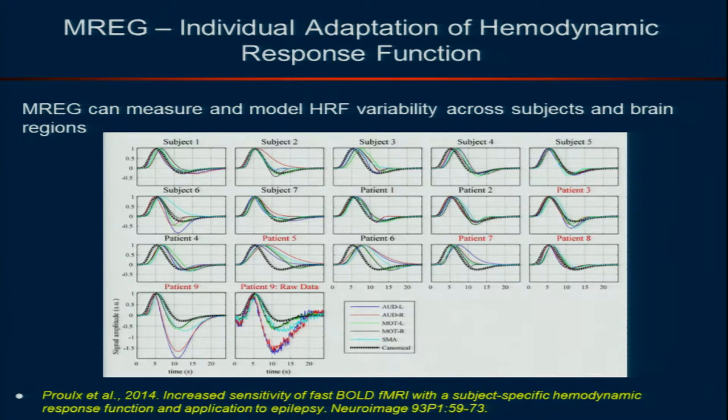So not only for one patient, but within the patient, we can for each event really map out the response function. And you see here on this slide, in combination and correlation with a canonical response function, that there's actually quite some variation depending on the subject, but also depending on the brain region.